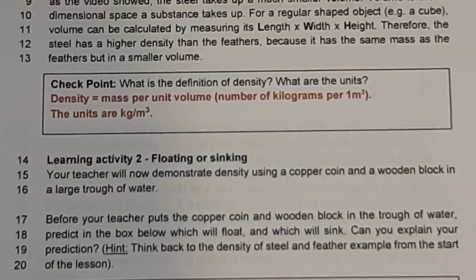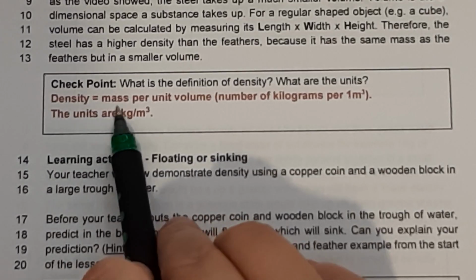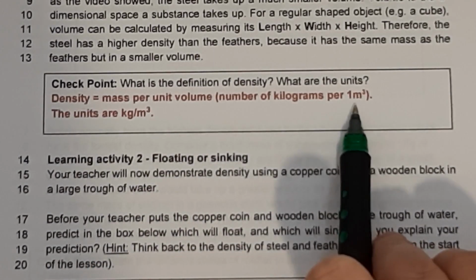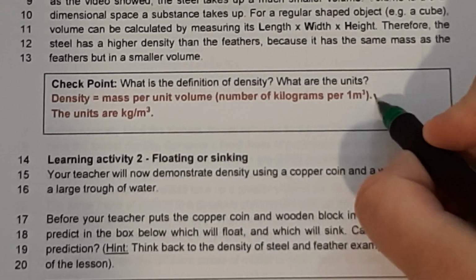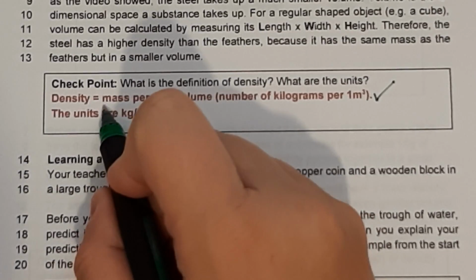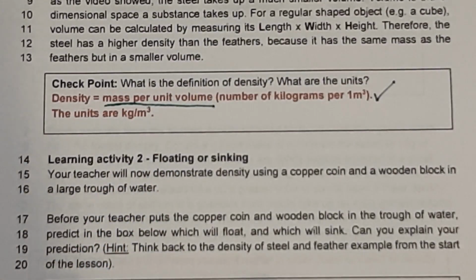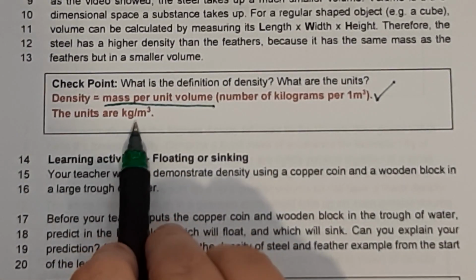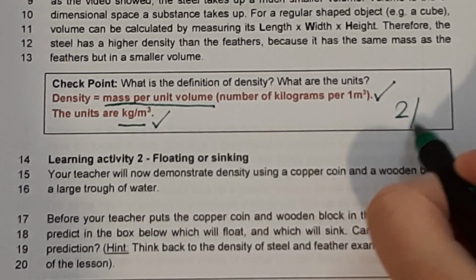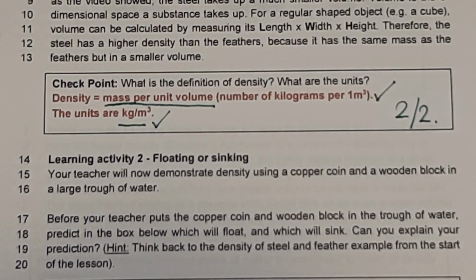So let's review our answer. Density is the mass per unit volume. That's the number of kilograms per 1 metre cubed. So your first mark is a definition of density, which is all about saying it's mass per unit volume. And the units for this are kilograms per metres cubed, so that's your second mark here. So give yourself a mark out of 2, please.